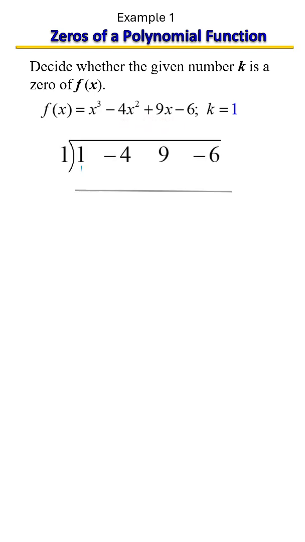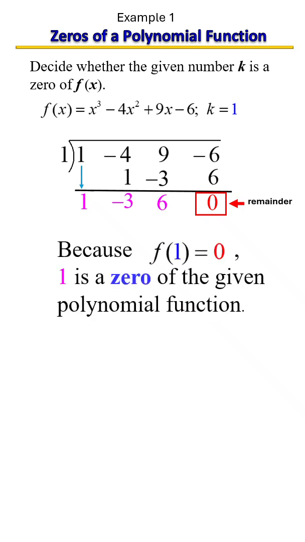Let's begin the process by bringing down a 1, multiply that with 1 to get 1. Bring down -3, multiply that with 1 to get -3. Bring down 6, multiply that with 1 to get 6. Bring down 0, and the fact that we have a remainder of 0, f of 1 equals 0, which means that the number 1 is a 0 of the given polynomial function.